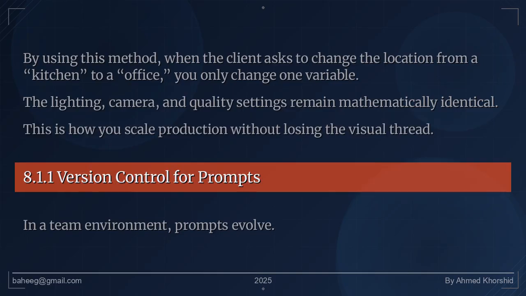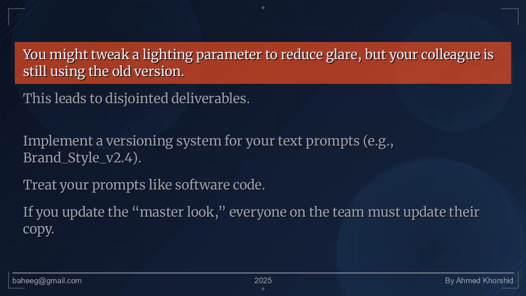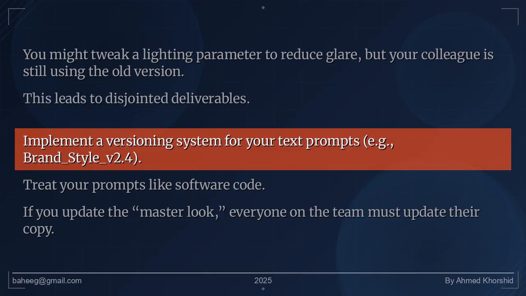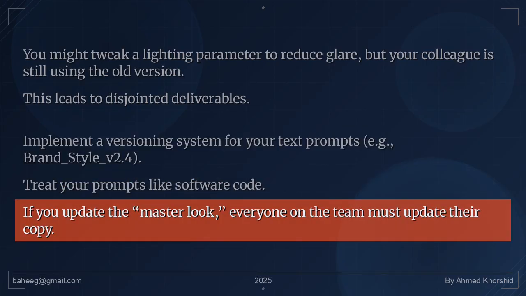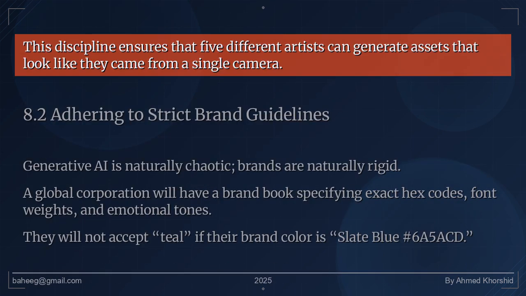8.1.1 Version control for prompts. In a team environment, prompts evolve. You might tweak a lighting parameter to reduce glare, but your colleague is still using the old version. This leads to disjointed deliverables. Implement a versioning system for your text prompts, e.g., brand_style_v2.4. Treat your prompts like software code. If you update the master look, everyone on the team must update their copy. This discipline ensures that 5 different artists can generate assets that look like they came from a single camera.